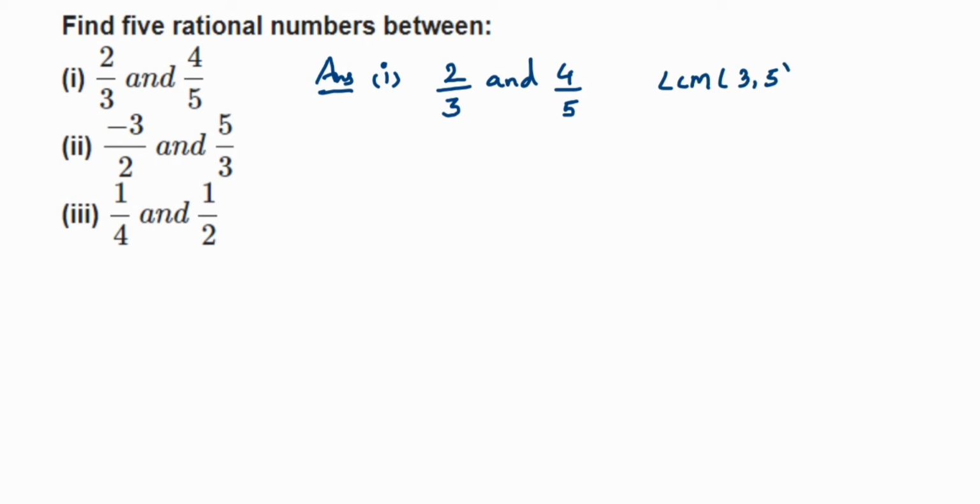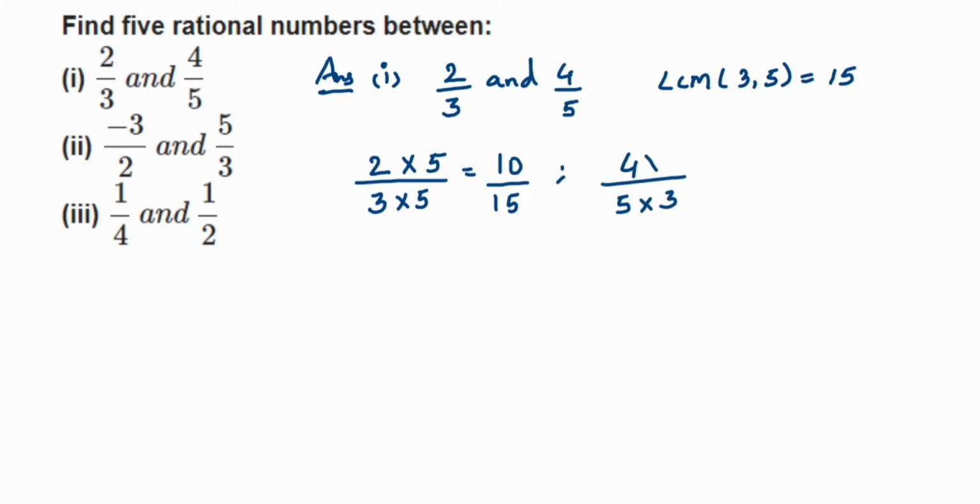So here the LCM of 3 and 5 is 15. Now we're going to change the denominator, and when we do that, the numerator also gets changed. So here 2 upon 3, with 3 we have to multiply 5, so multiply 5 in the numerator also, and this will be equal to 10 upon 15. And similarly we have 4 upon 5, so with 5 multiply 3 in the numerator again, so this will become 12 upon 15.